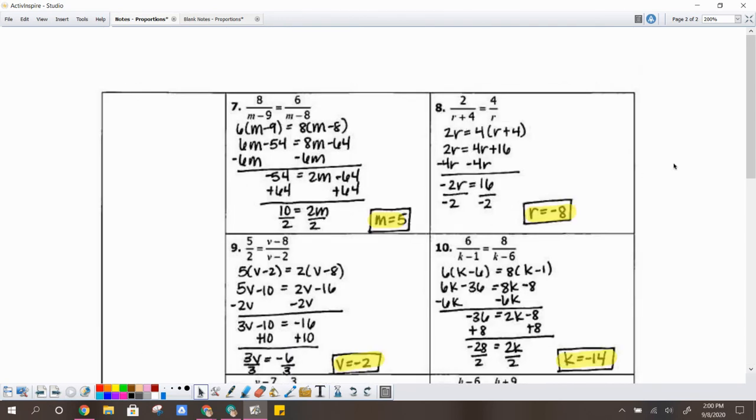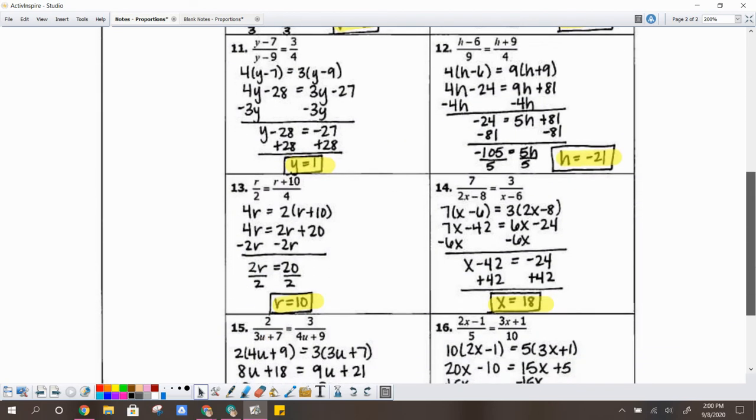All right, so we're going to go ahead and look at the answers for these ones. So 11, you should have had y equals 1. For 12, you should have had h equals negative 21. For 13, you should have had r equals 10. For 14, you should have had x equals 18. Pause the video now if you need to check 11 or 12.